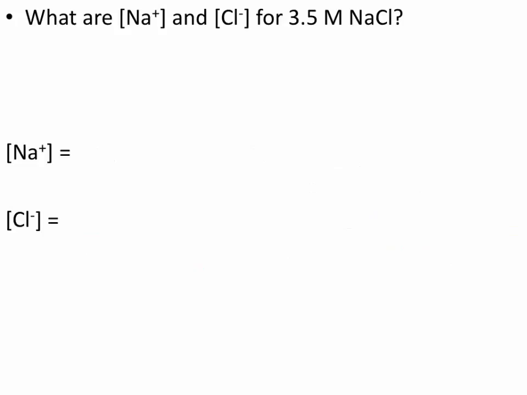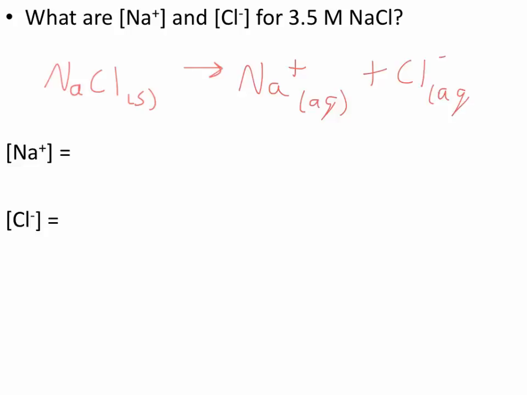So let's look at an example. What are the sodium ion and chloride ion concentrations for 3.5 molar sodium chloride? Well, let's write out our equation. We have sodium chloride, and here I'm going to keep in the solid, and then we're dissolving that to form a sodium ion in the aqueous phase and a chloride ion in the aqueous phase. And so, because we only have a single sodium ion here, we only have a single sodium ion there, and again we only have a single chloride ion here, so we only have a single chloride ion there.